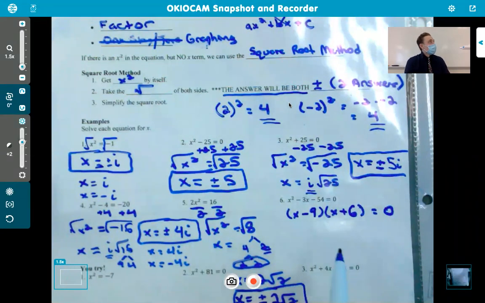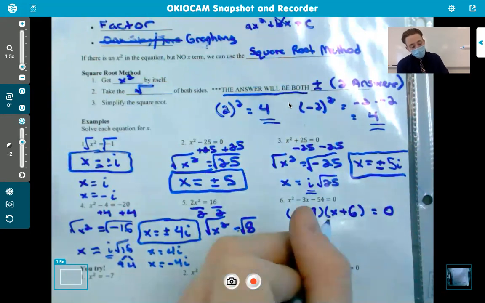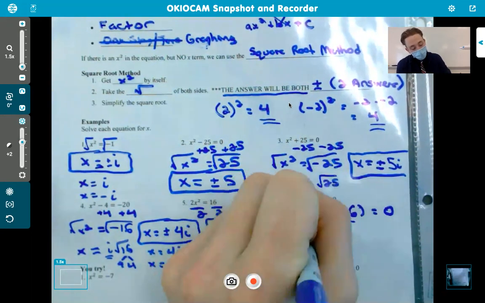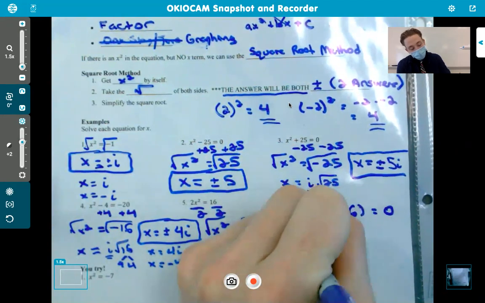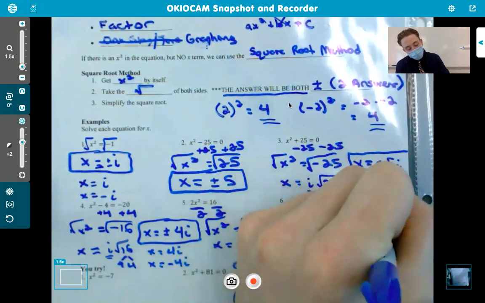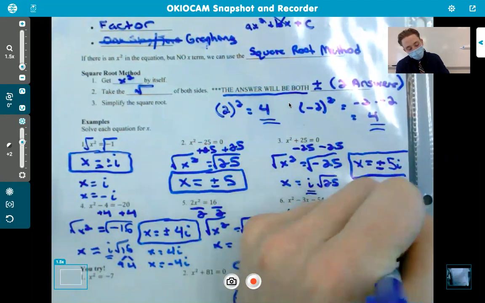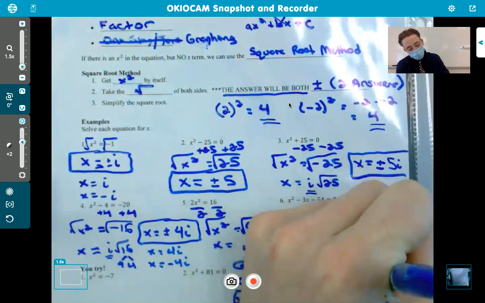What am I going to do from this point though? So I have x minus 9 times x plus 6 equals 0. I need to solve for x. Right, so each of those terms equal to 0. So I have x minus 9 equals 0, so x equals 9. And x plus 6 equals 0. Subtract 6 from both sides, x equals negative 6.